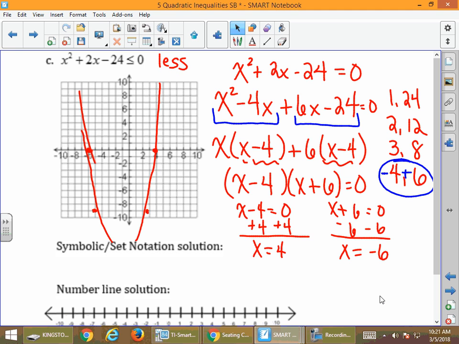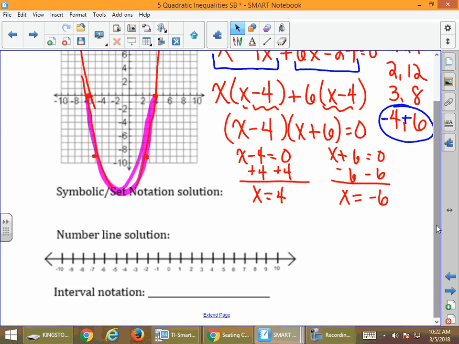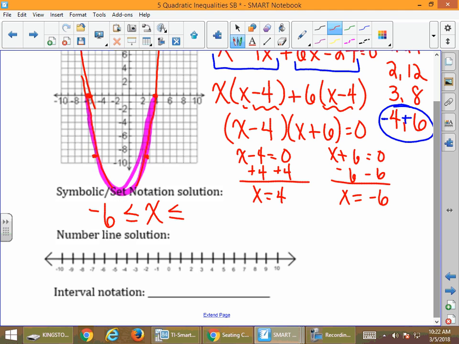And when I fill this in here with my highlighter, up to you whether you want to use a highlighter or not, here's our part. And we only drew in one highlight on here. So when we fill in our set notation, we're only going to have one inequality. Now in this particular problem, there is an equals, so we're going to have equals there. And make sure that you put this in numerical order. -6 is smaller than +4.